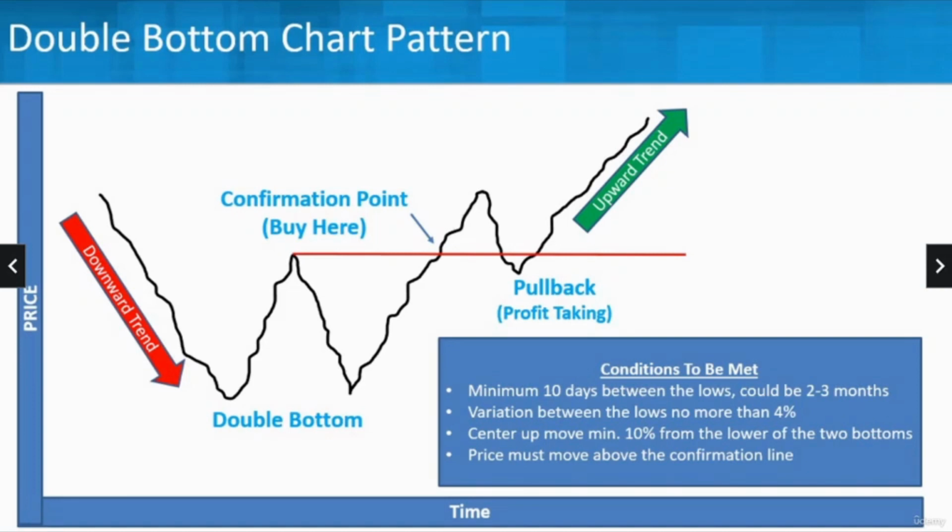That's the important part of a double bottom chart pattern. It's got to break through that confirmation point to show a true reversal. Even though there might be a pullback later, it's got to break significantly through that confirmation line. So, you're looking for that as well. So when you're looking to trade on a double bottom, you need to make sure that these conditions are met along the way. But it can be a very powerful pattern to trade on.